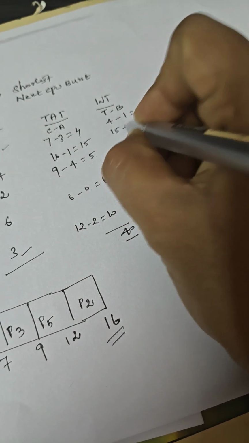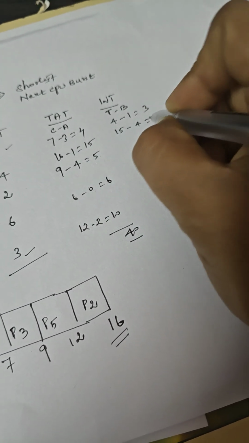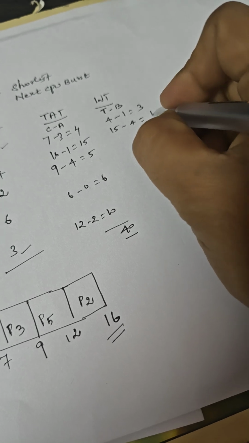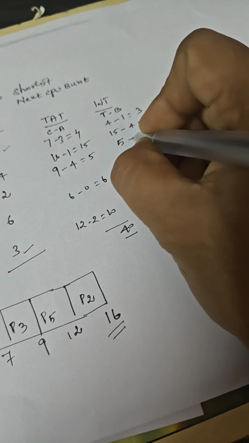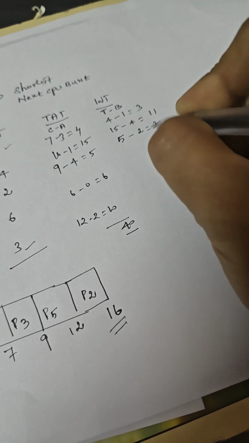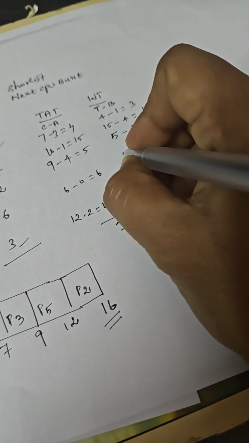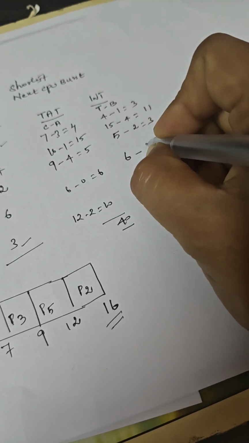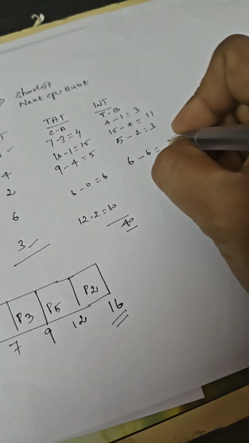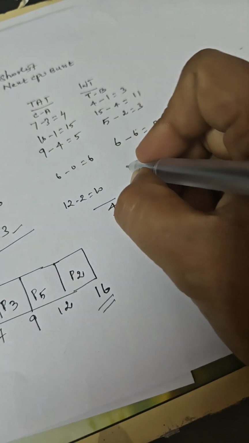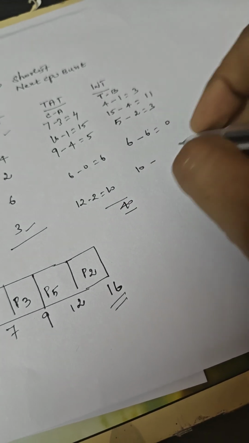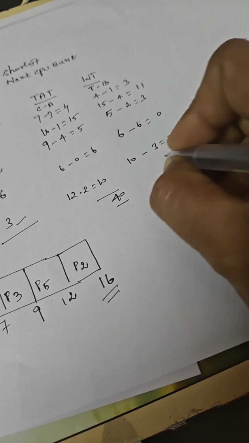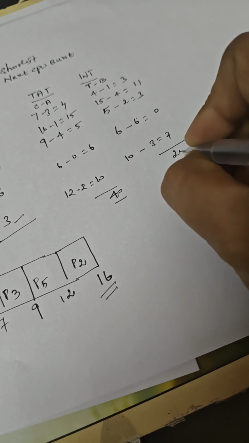Similarly, it is 15, 15 minus the burst time of process P2, which is 4. It is 15 minus 4, it is 11. And similarly for process P3, the turnaround time is 5 and the burst time is 2, such that it is 3. And followed by process P4, it is 6, 6 minus the arrival time 0 and the burst time 6, such that it is 0. For process P5, it is 10 as the turnaround time minus the burst time 3, such that it is 7. So the total waiting time is 25.